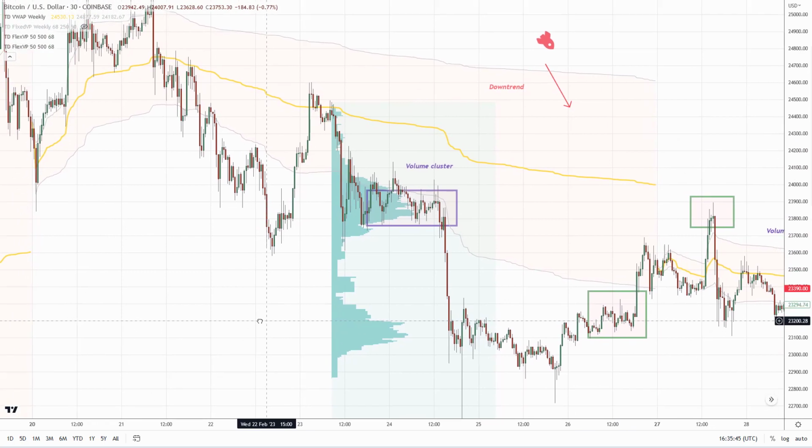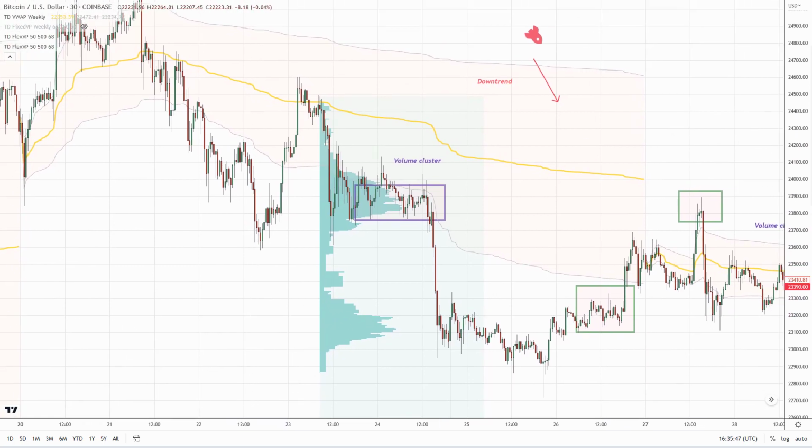So let me first start with this heavy volume zone. This was actually a level which I published. I sent you that in an email a couple of days ago. We had a short level here, somewhere from this place, based on those heavy volumes.